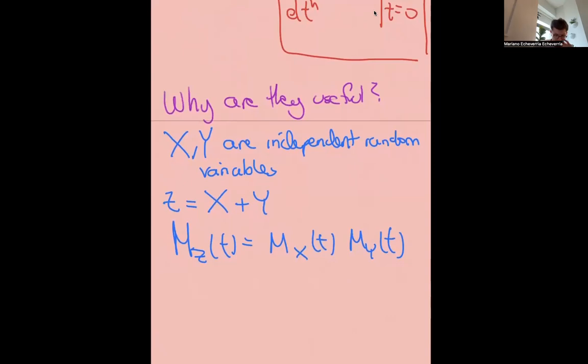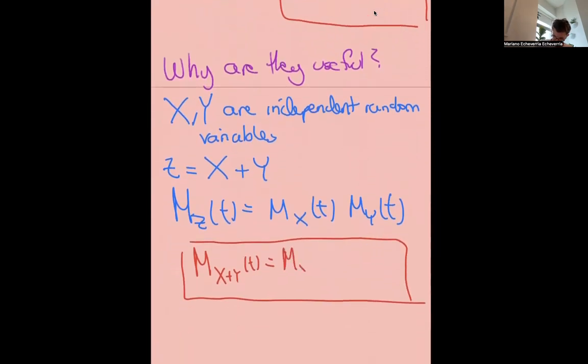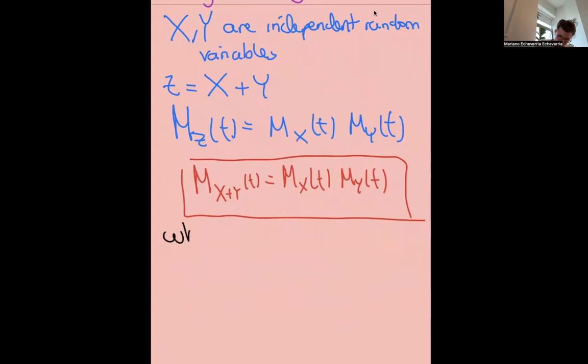Let me write it in terms of just x and y. So that means that for independent random variables, the moment generating function of the sum just becomes a product. Let's see why that is true. The moment generating function of the sum, again, the definition of the moment generating function is always e to the t x, but x is now x plus y.